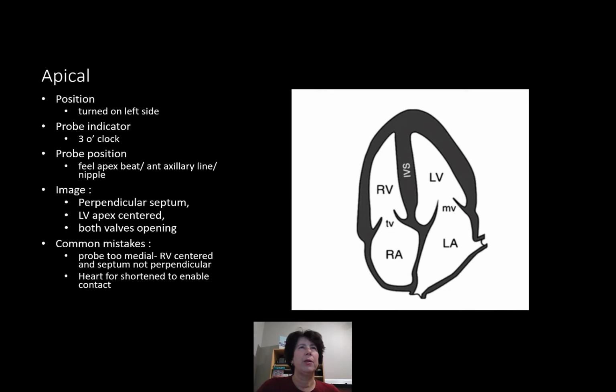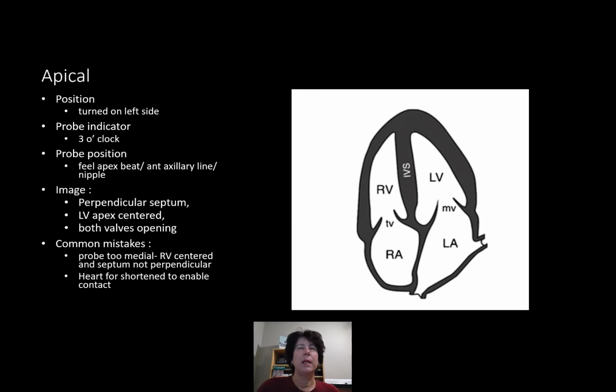So positioning your patient, you're going to turn them on the left side, you're going to pick up your probe. Your indicator is going to be pointing to the 3 o'clock position. You're going to feel for the cardiac apex beat, sort of anterior axillary line, nipple. Point that probe in the direction of the heart, and then you're going to look on the screen, and this is what you want to see: a nice perpendicular septum, LV apex centered, and both valves opening.